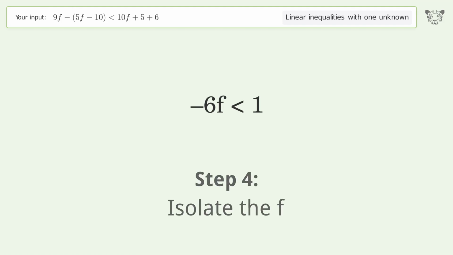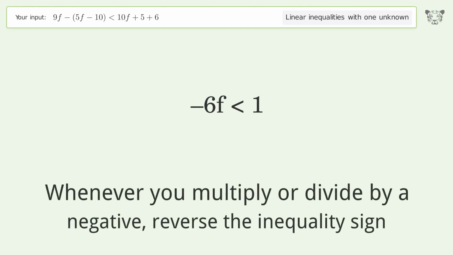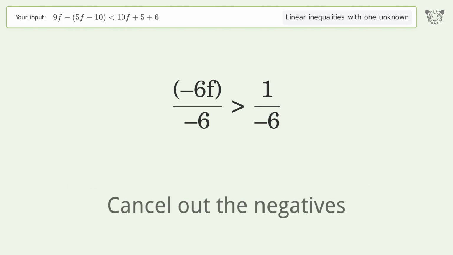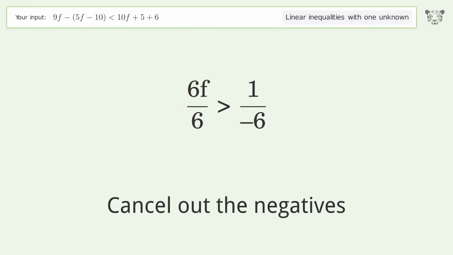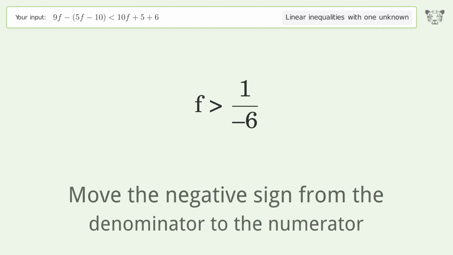Isolate the f. Divide both sides by -6. Whenever you multiply or divide by a negative, reverse the inequality sign. Cancel out the negatives. Simplify the fraction. Move the negative sign from the denominator to the numerator.